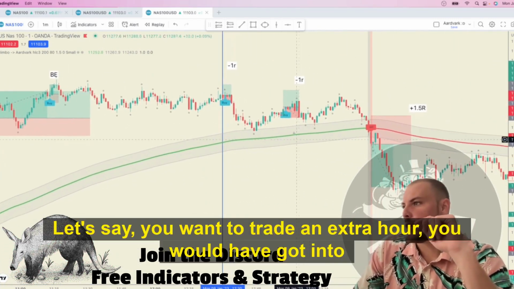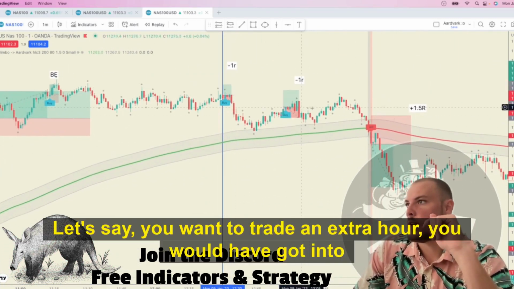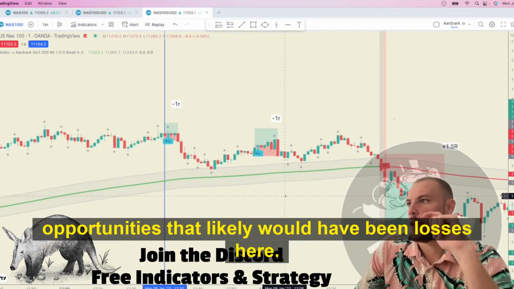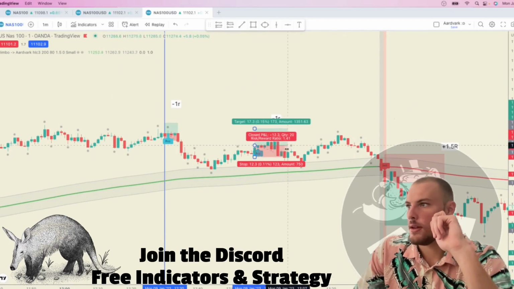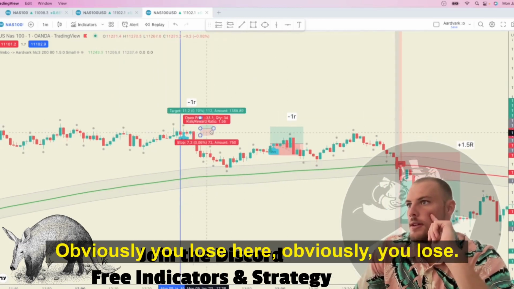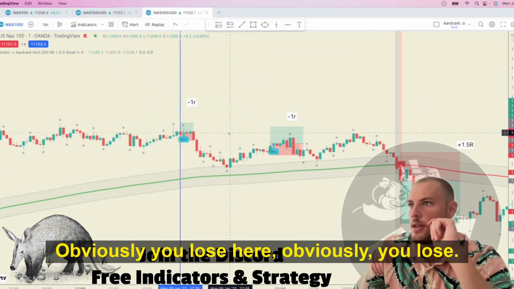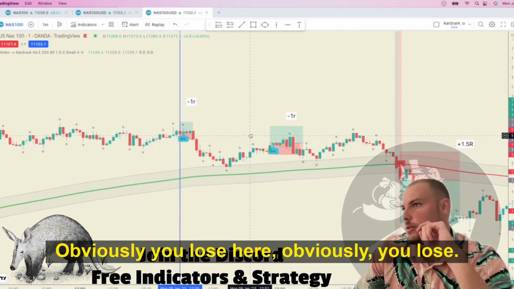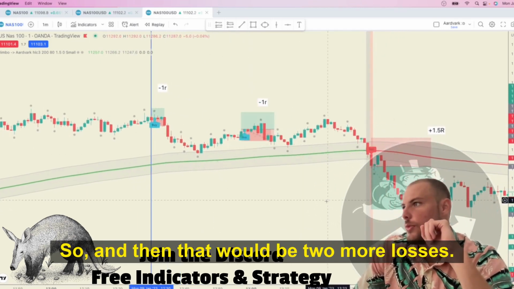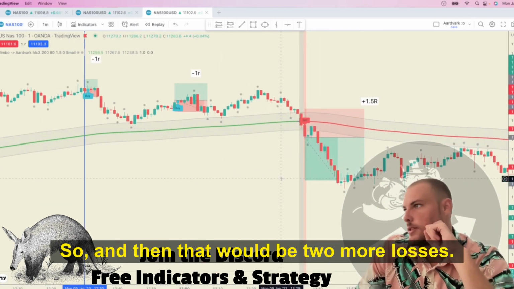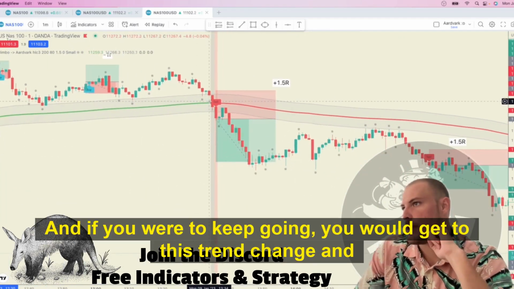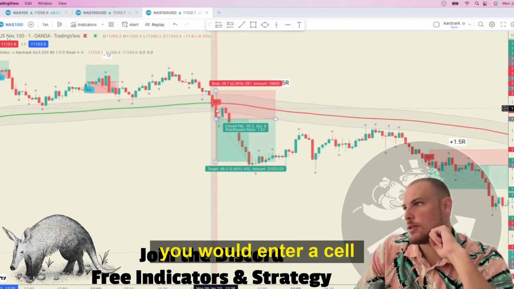Let's say you wanted to trade an extra hour, you would have gotten 2 more opportunities that likely would have been losses. Here, obviously you lose. Here, obviously you lose. And then that would be 2 more losses. And if you were to keep going, you would get to this trend change and you would enter a sell.